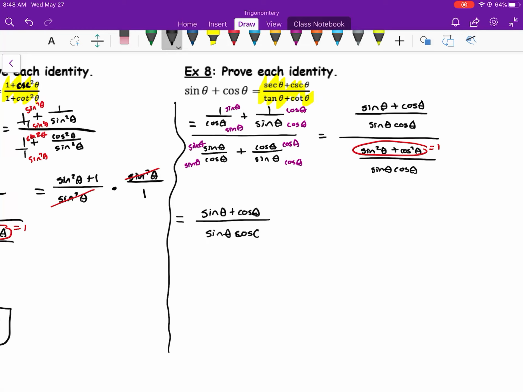And it should cause some things that cancel out. So 1's on top in this bottom fraction, so it's going to go to the bottom. Sine times cosine cancels out with sine times cosine. So we're left with just sine theta plus cosine theta. Very nice.